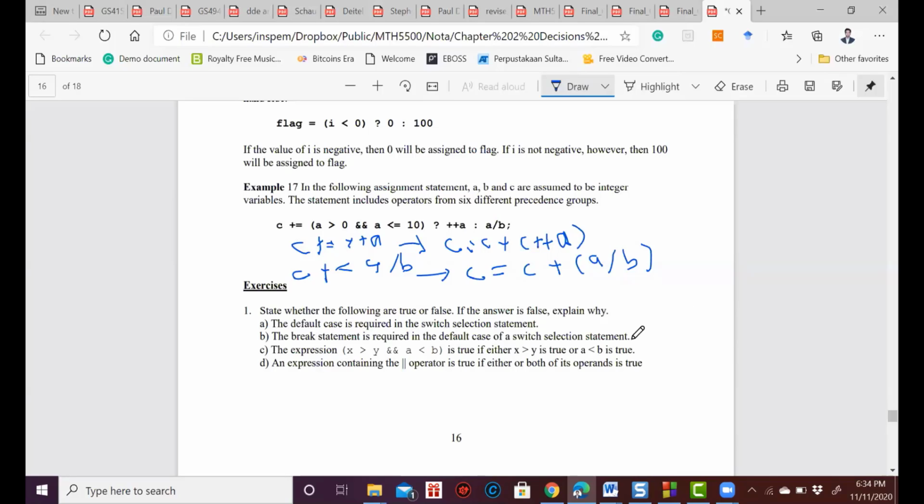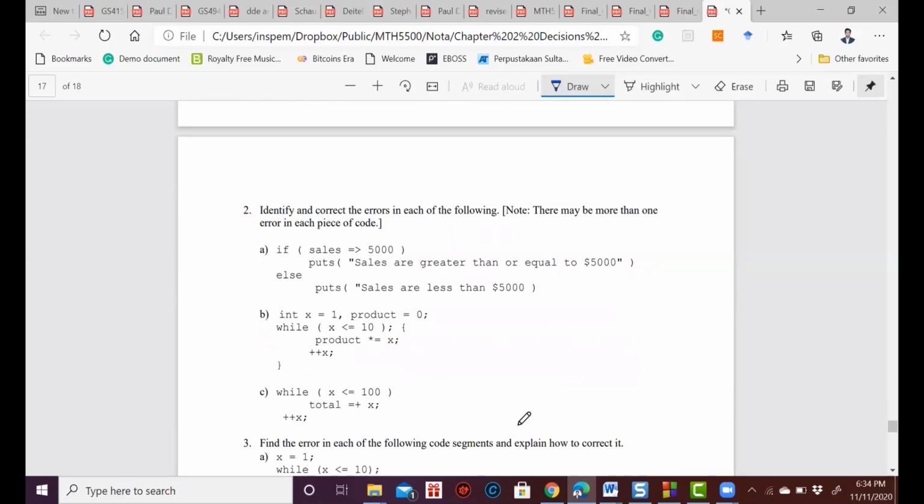Okay, the expression x greater than y and x less than b is true if either x greater than y is true or x less than b is true. False. This one is AND, so both must be true. An expression containing the double vertical bar operator is true if either or both of its operands is true. True. Yes, correct. Okay, now go to number 2.